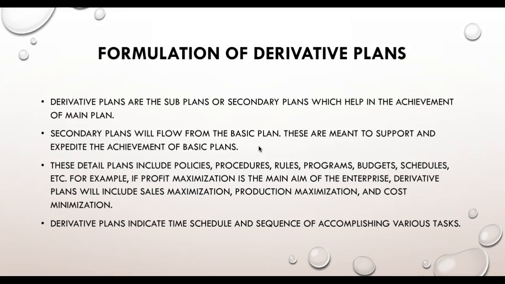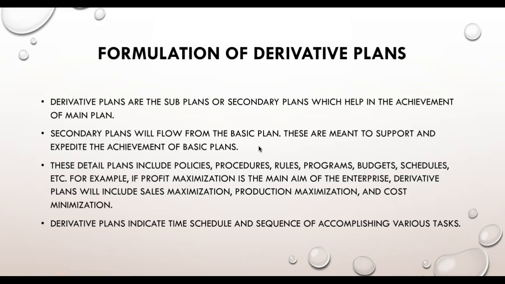So you also want a formulation of a different set of plans. These are sub-plans or secondary plans which help in the achievement of the main plan. So we always hear people say have plan A, plan B, or a backup plan. You need that in strategy as well. So secondary plans will flow from the basic plan. These are meant to support and expedite the achievement of the basic plans.